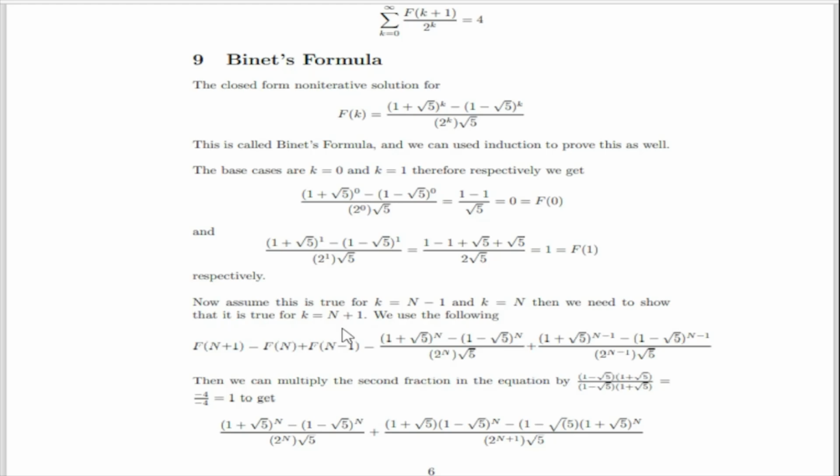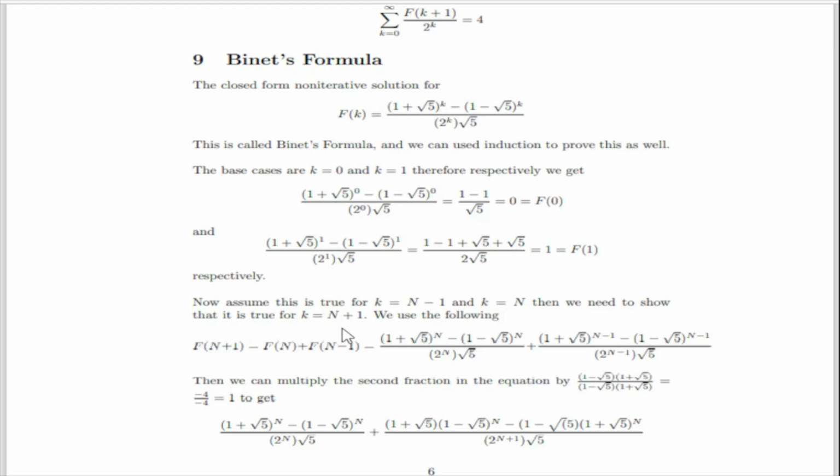So, the base cases are k equals 0 and k equals 1. Therefore, respectively, plugging in 0 for k, everything cancels out in the numerator. So we get 0, which is true. And for 1, the 1's cancel out, and then it just becomes 2 square root of 5 over 2 square root of 5, which equals 1, which is the first Fibonacci number, indexing at 0. So therefore, the two base cases work.